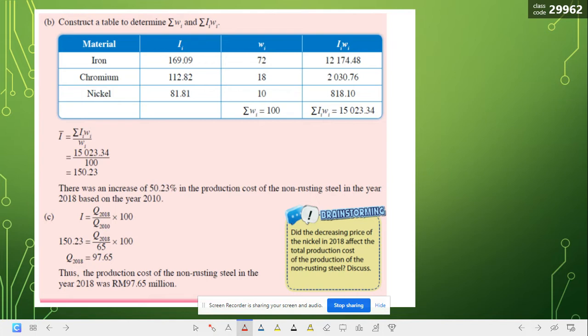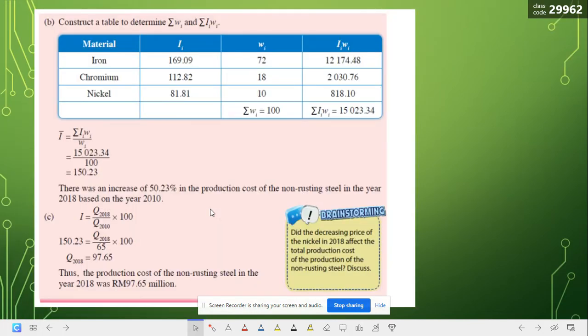So they make a new table here. The indices are 169.09, 112.82, 81.81. The weight here is given as a percentage, and they multiply it, then they total the products, then they divide with the total weight. So you will get 150.23. That means the price is increasing about 50.23% overall.